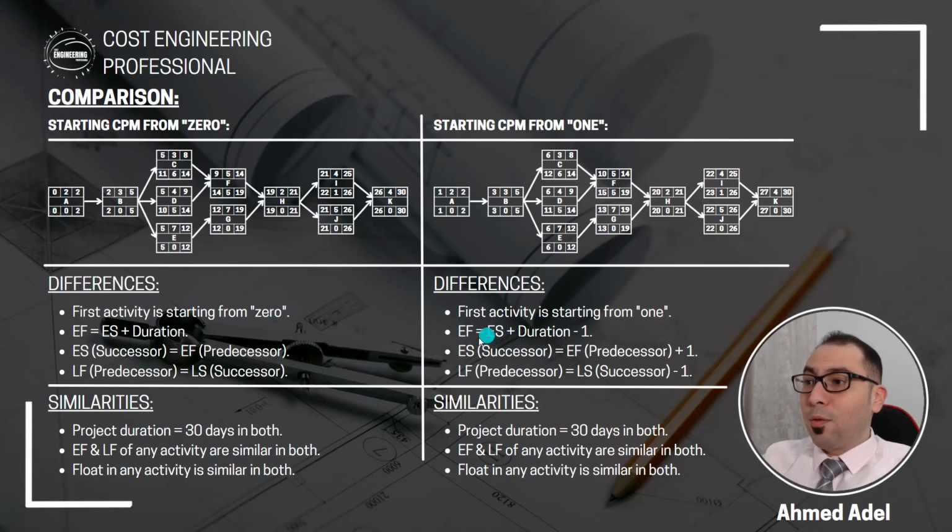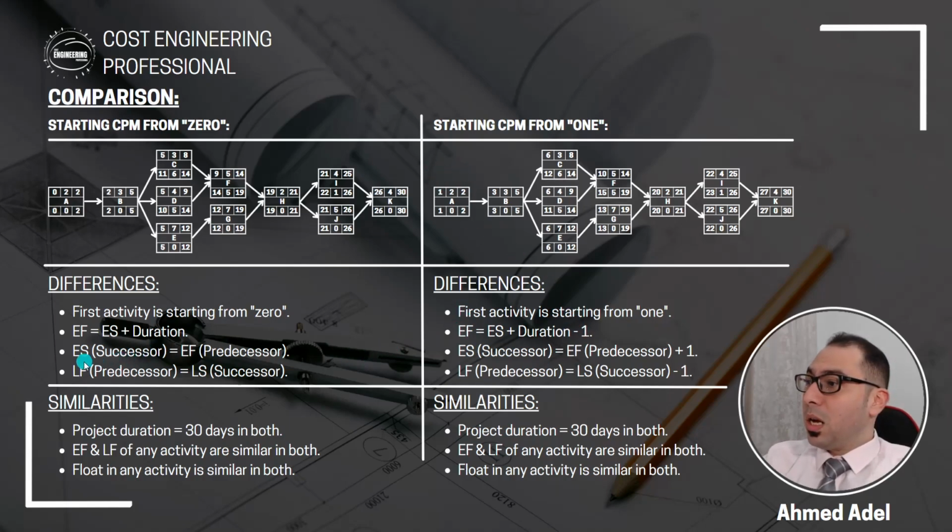But if you are starting from 1, it will be a little bit different. So here it will start from 1, and the early finish will be the early start plus duration minus 1. So 1 plus 2 is 3, minus 1 to get the early finish, which is 2. Okay, so when you are starting from 1, early finish is equal to the early start plus the duration minus 1. 1 plus 2 is 3, minus 1, 2.